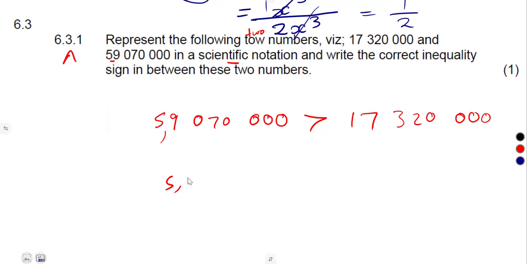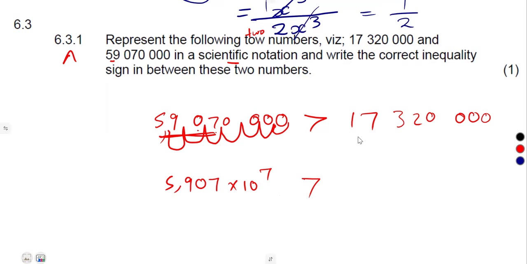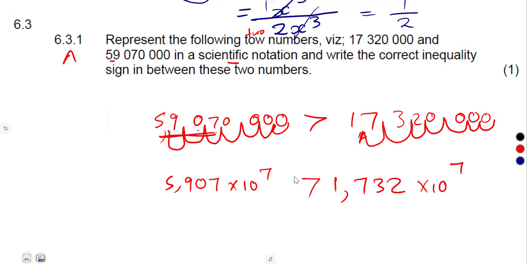So that's what we can have in scientific notation. That's going to be 5.907. We need this part, 07. How many decimals here? One. That's 1, 2, 3, 4, 5, 6, 7, so 5.907 times 10 to the exponent of 7 is greater than here, that's 1.732 times 10 to the exponent of what? 1, 2, 3, 4, 5, 6, 7, times 10 to the exponent of 7. So that's it, guys. This one can be written this way.